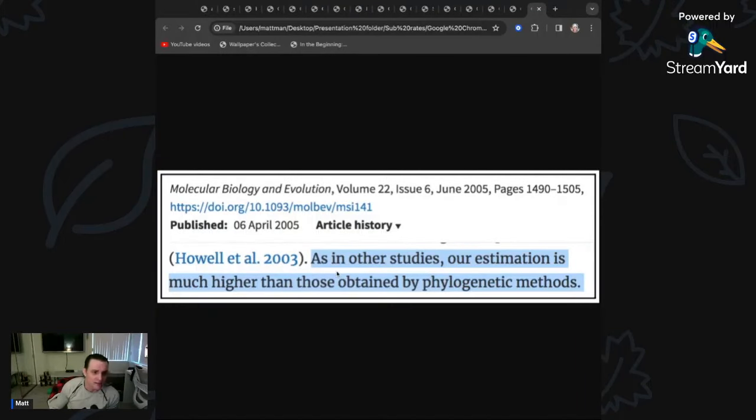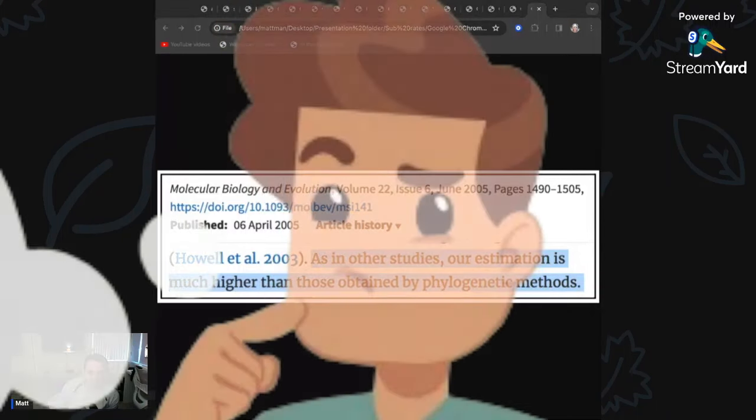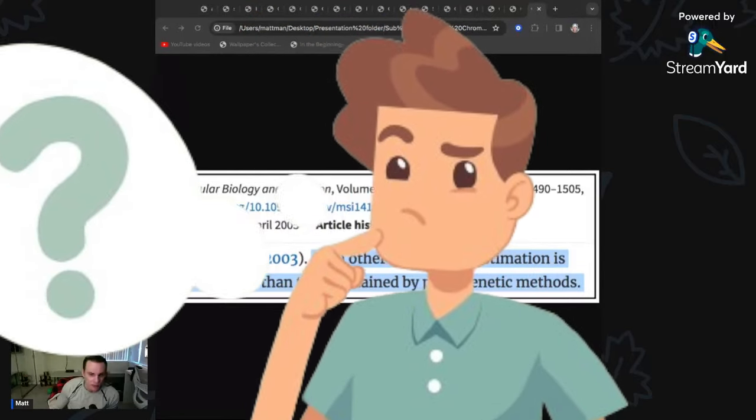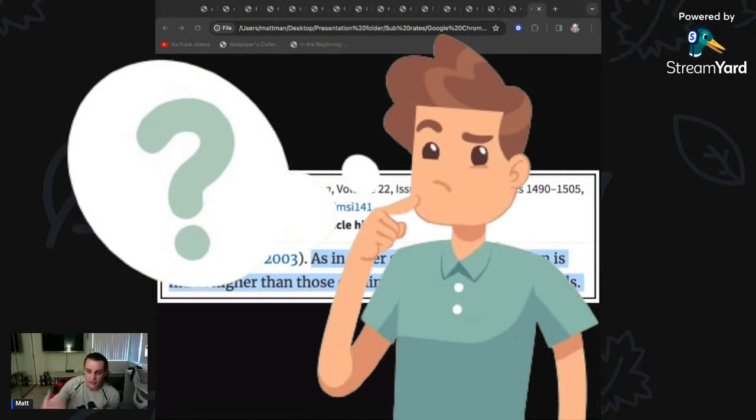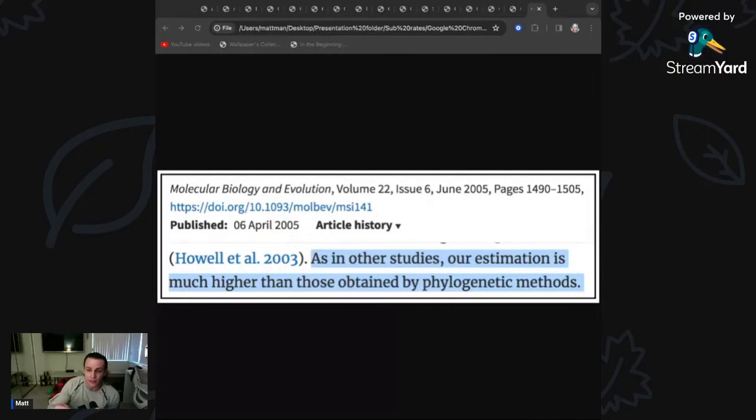In 2003, he stated, "As in other studies, our estimation is much higher than those obtained by phylogenetic methods." See, they're starting to realize, wait a minute, every time we do one of these observable studies, it doesn't match. You see, the critics will say things like, oh, well, maybe they're counting somatic mutations, like these experts don't know what they're doing, right? Or, oh, in the deep past, selection was a lot stronger. You'll notice that they just throw out stories without any evidence, without any facts, because they need their story to be true. And these studies prove that their story is not true. That's why they hate these mutation rates. There are other reasons they hate them too.